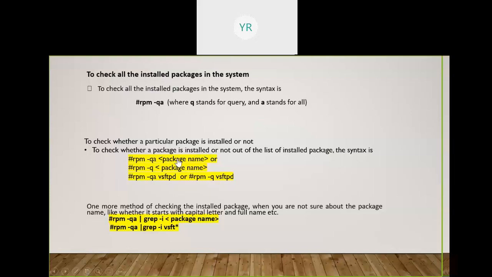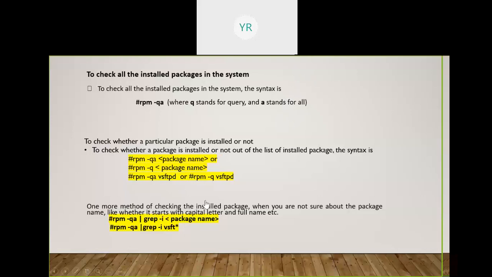If you don't give the package name, it will give all the details. If you give that package name, it will give the information whether it is installed or not about that one only. So you can give qa or q. Next, suppose we consider some package like vsftpd. If you ask like this, rpm -qa vsftpd, then it will tell you whether it was installed or not.